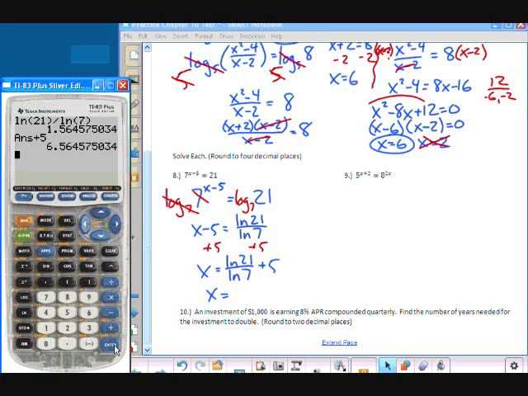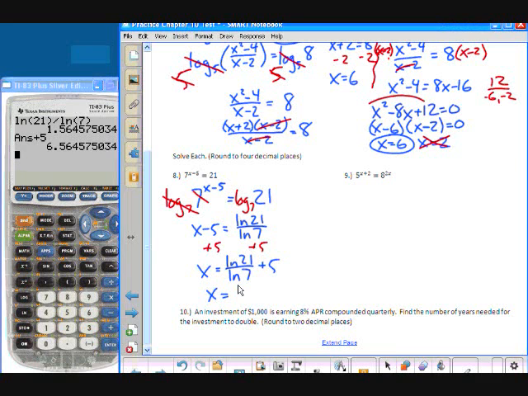All right, your calculator's smart enough. I could have just done the plus 5, but it's nice to take order of operations out of the calculator's hands. You'll make fewer mistakes. So you get 6.5646, okay, to 4 decimal places. And that's it.